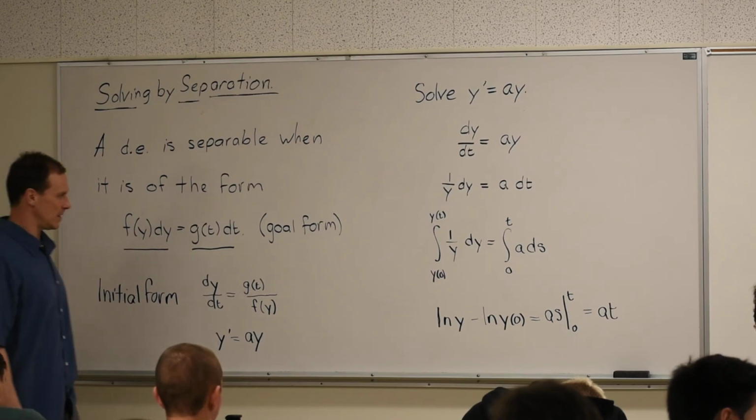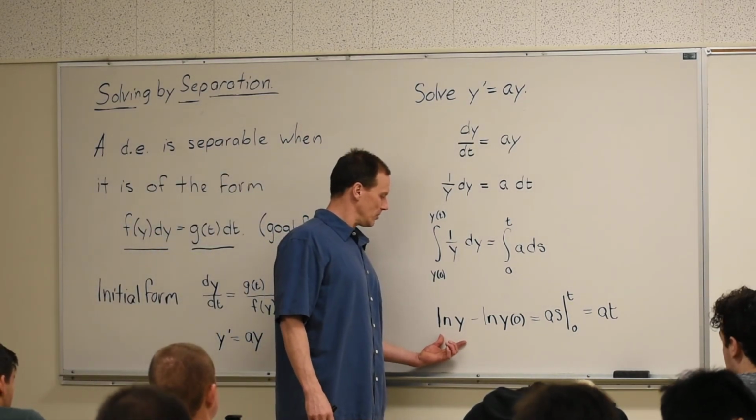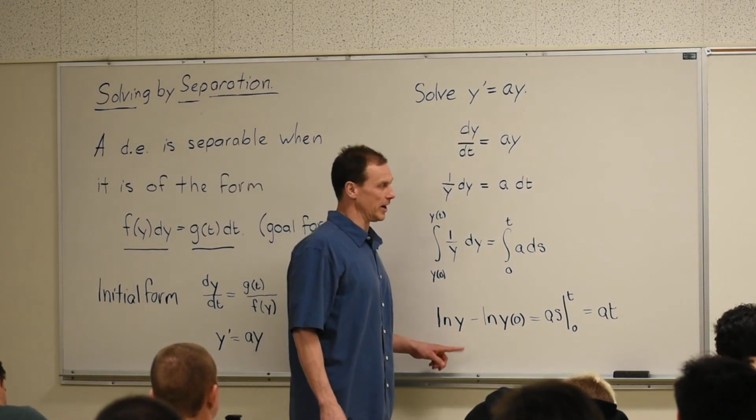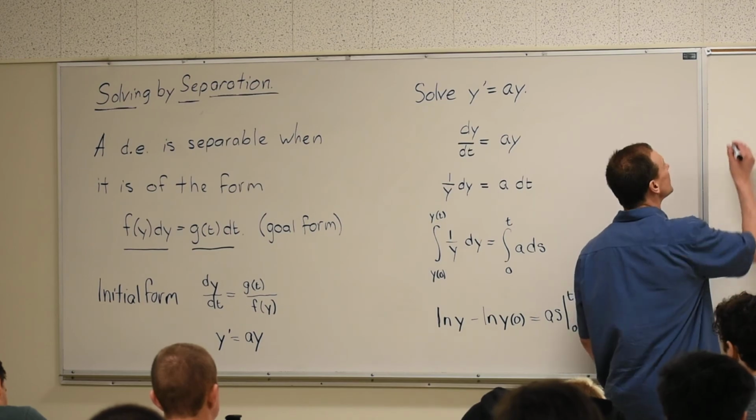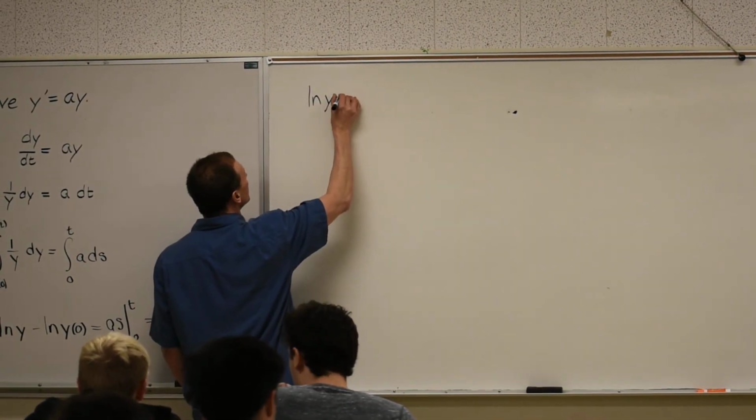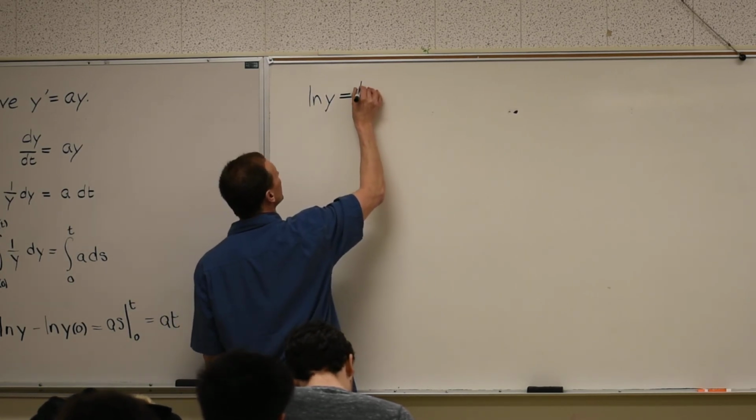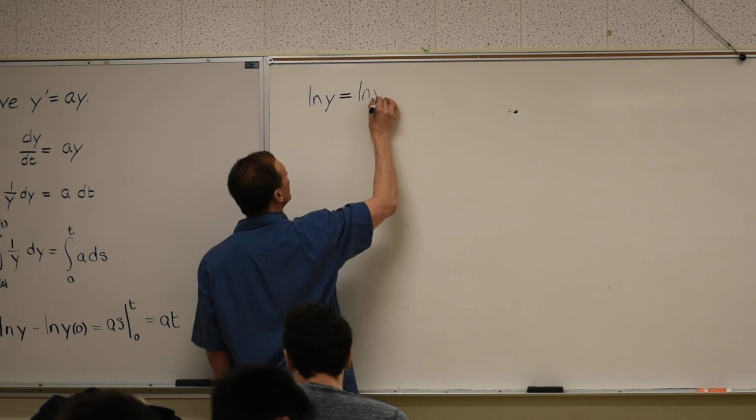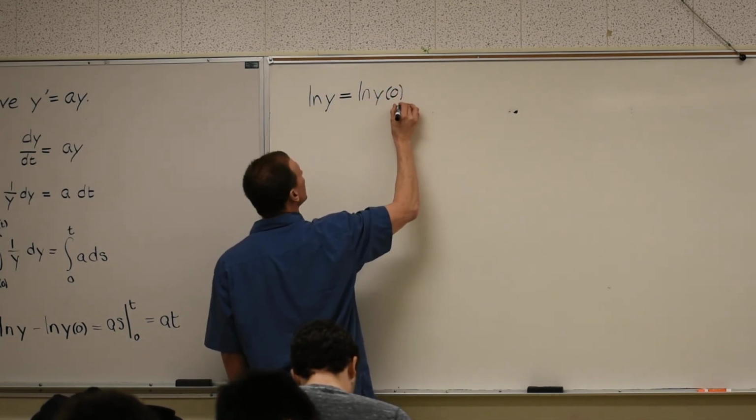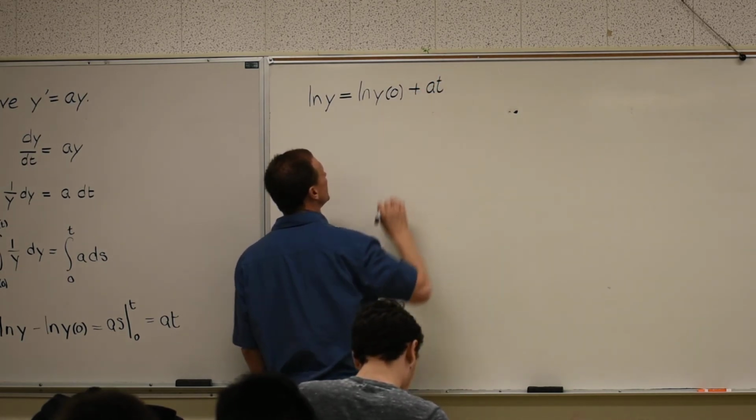Okay, I'm going to add. So remember, our goal is to find a function of y. So let's solve this for the natural log of y. So I can write this as natural log of y is equal to the natural log of y of 0 plus at.